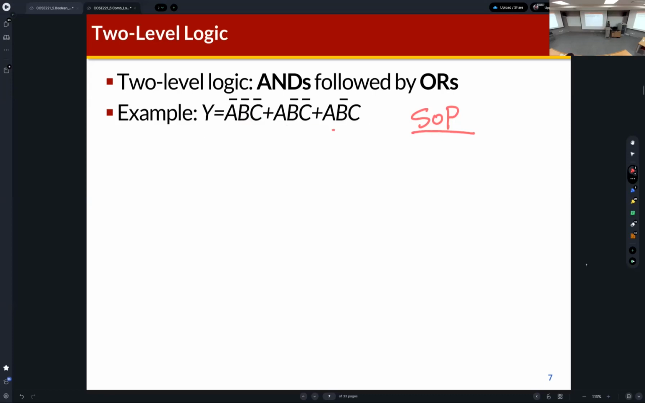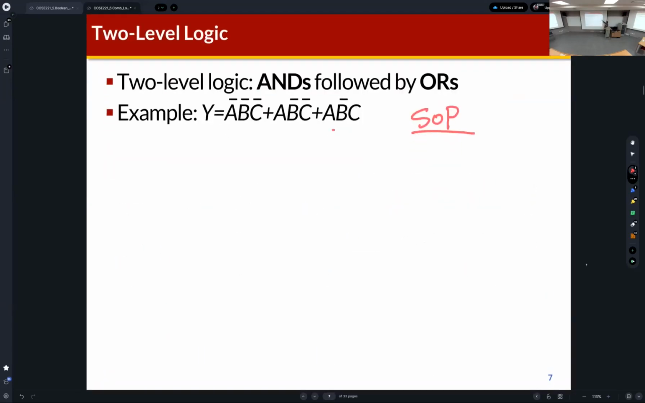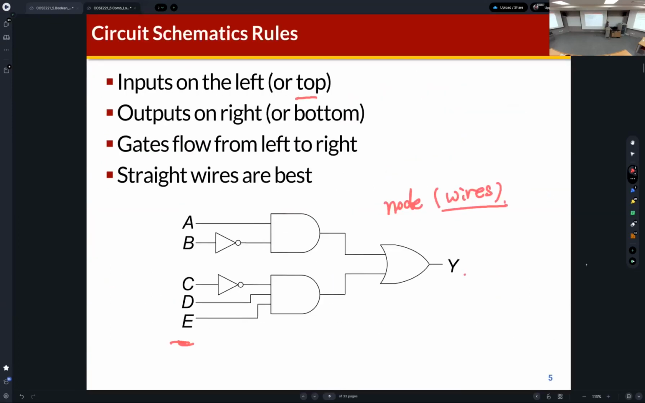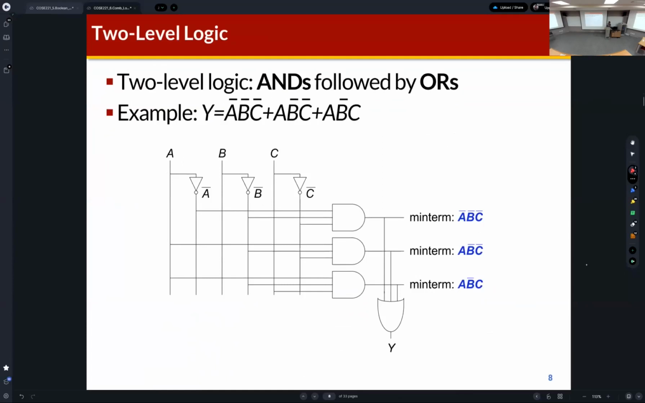Then how can we draw a schematic from this equation? Which means, how can we design digital logic from this equation? That's actually easy, right? This is the two-level logic, which means that the output of the AND gate is connected to the inputs of the OR gate. This is the SOP form. So we can write a schematic like this. But in a smart way, we can write a schematic like this.